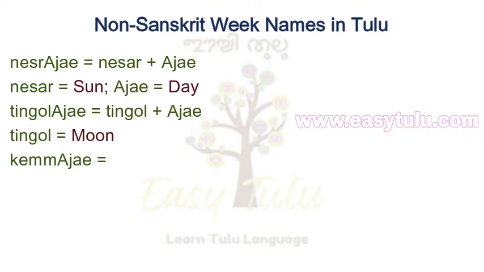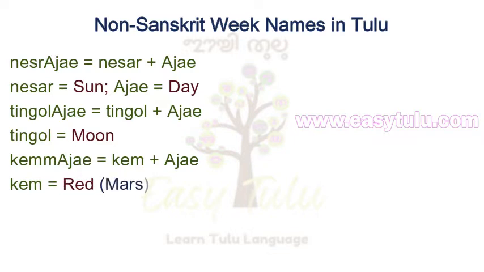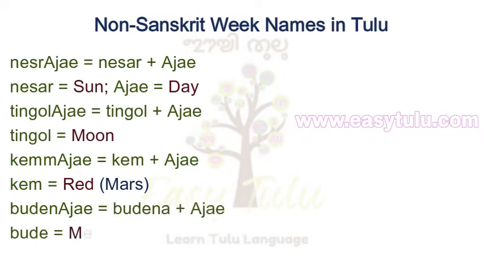Kim Aja. Kim plus Aja. Kim is the prefix which is used to signify red color. As Mars is red in color, it is Kim Aja, Tuesday. Buden Aja. Budena plus Aja. Bude means Mercury.